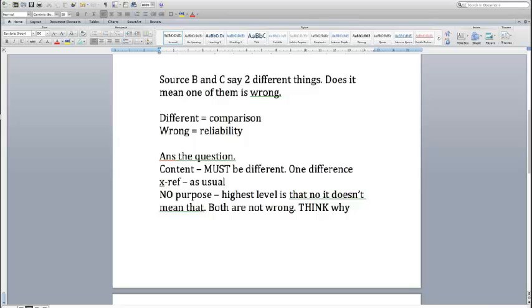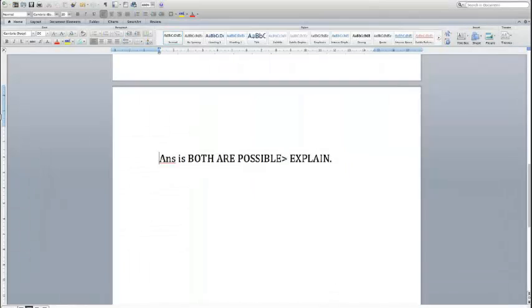But your highest level, and it's not easy to hit, so I still suggest you do a cross-referencing, is to be able to explain that both are not wrong. Now, if you have 4F, pause the video. Think to yourself, why is it that both of them are not wrong? Right, so the answer is both are possible, and you really need to be able to actually explain it.